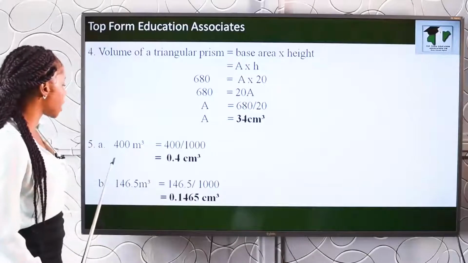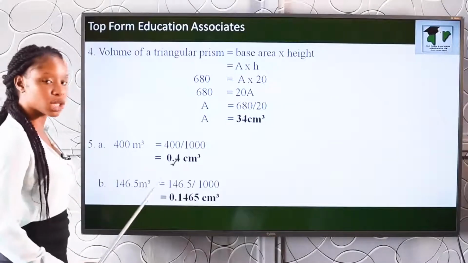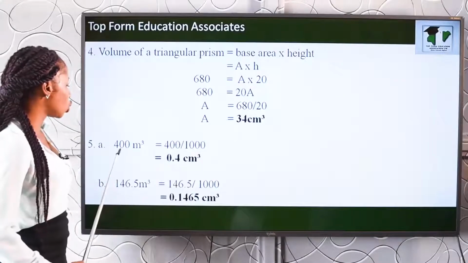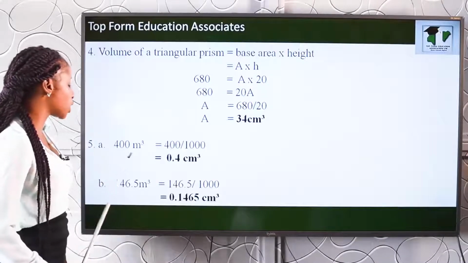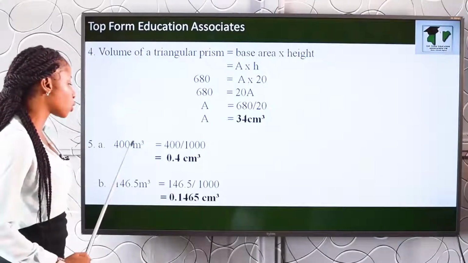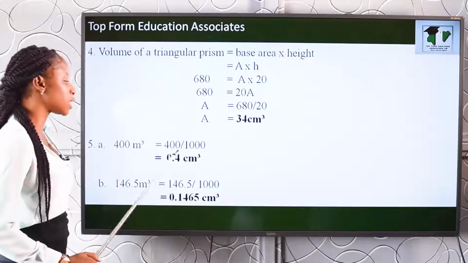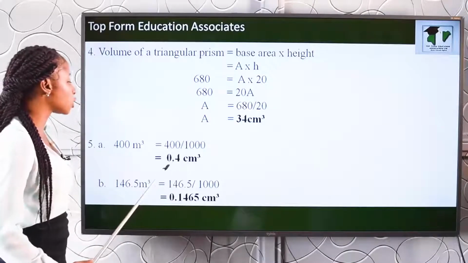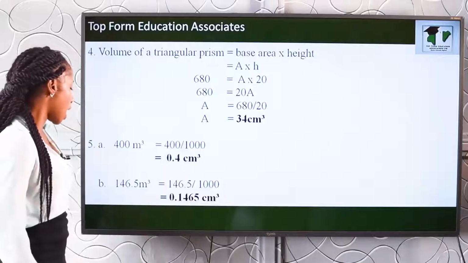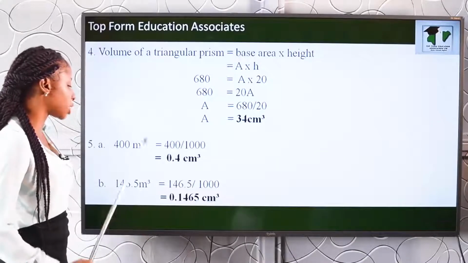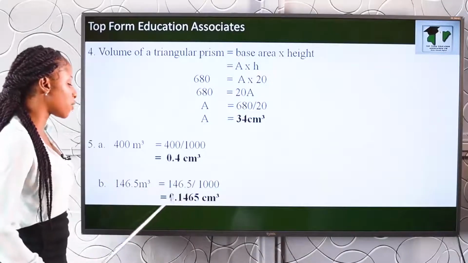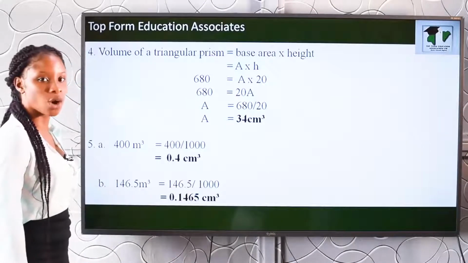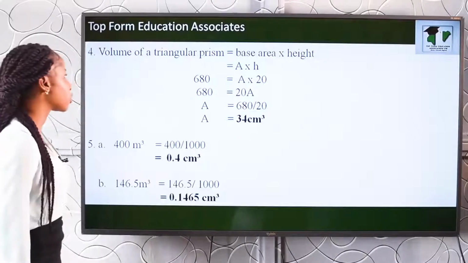Now, we're asked to convert these values to centimeter cubes. The thing to do here is to divide by 1,000. To convert meter cubes to centimeters, you have to divide by 1,000. So 400 divided by 1,000 will give you 0.4 centimeter cube, and 146.5 meter cube divided by 1,000 will give us 0.1465 centimeters cube. If you got that answer correct, please put your hands together for yourself.